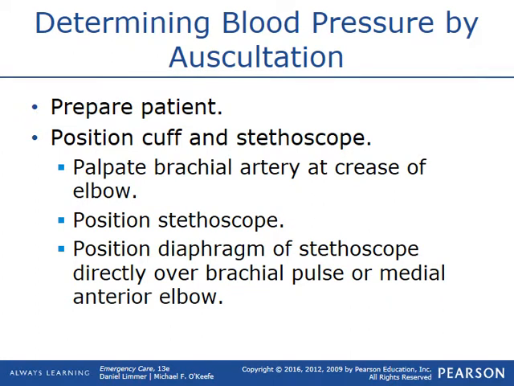In order to get a blood pressure by auscultation, prepare the patient. You'll position the cuff and the stethoscope in place. Palpate the brachial artery at the crease of the elbow. Position the diaphragm of the stethoscope directly over the brachial pulse on the medial anterior elbow.